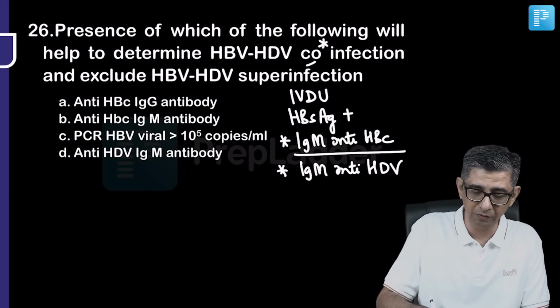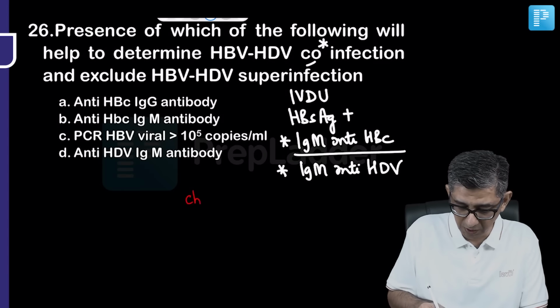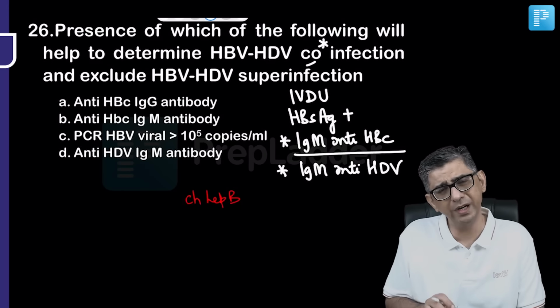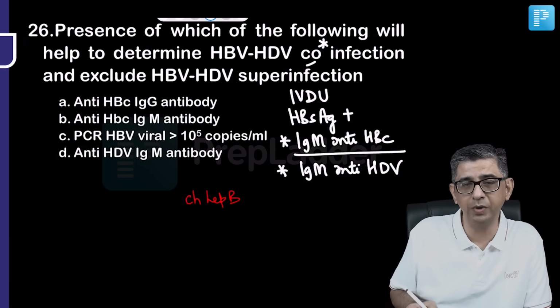Now, what is a superinfection? I'll just use the alternative color to highlight it. In superinfection, the person already has chronic hepatitis B. Already his liver is damaged. And in this guy with chronic hepatitis B, there is a new onset hepatitis delta infection.